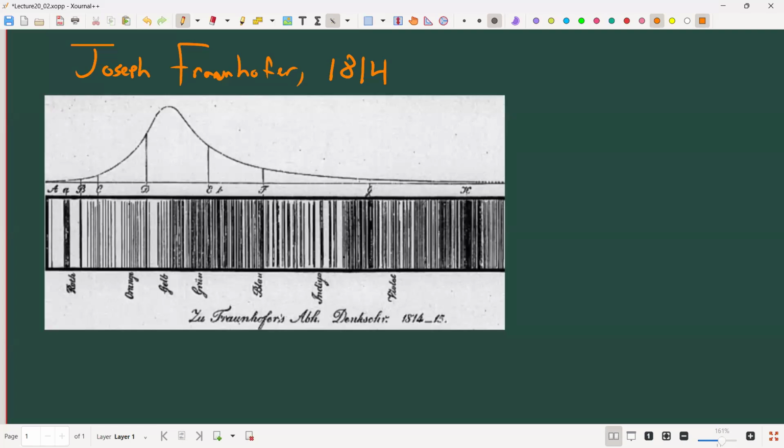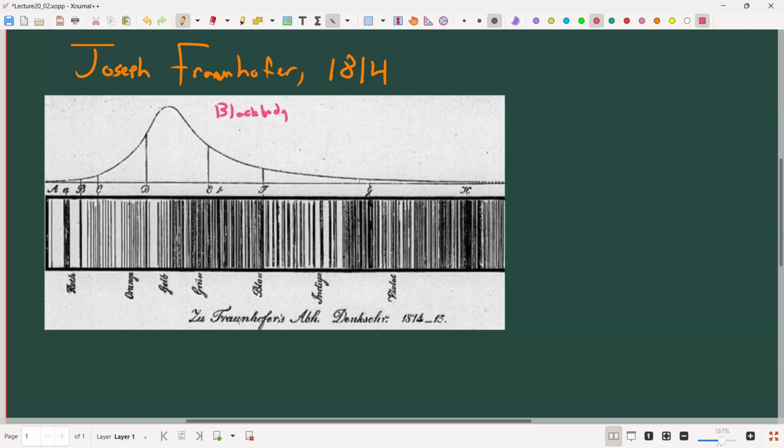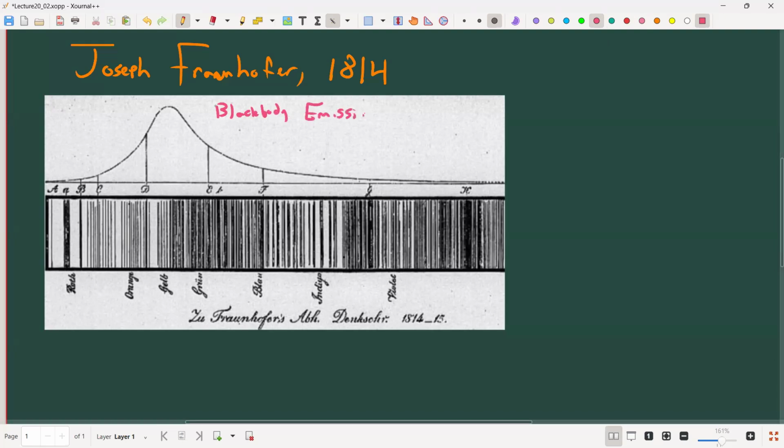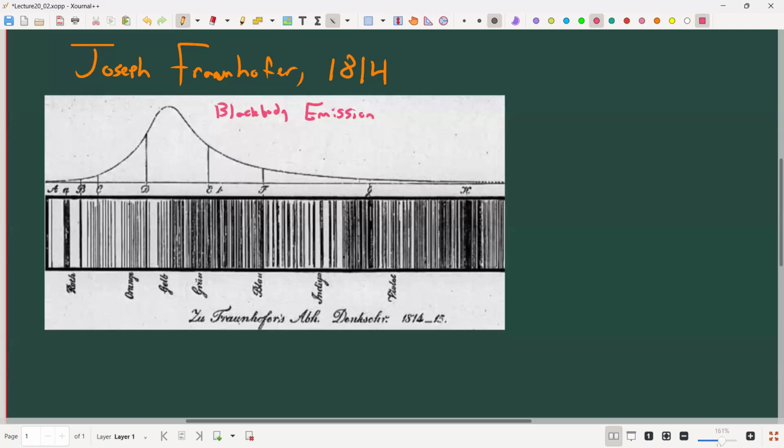And what we have here is his plot, if you will, his graph from 1814. We have two different pictures of the sun's emission. The smooth curve on the top is what we call the black body emission spectrum. This is just like if you take a colorimeter and measure the intensity of each color coming from the sun and mark it in a rough way, and you made a smooth curve, this is what it would look like.